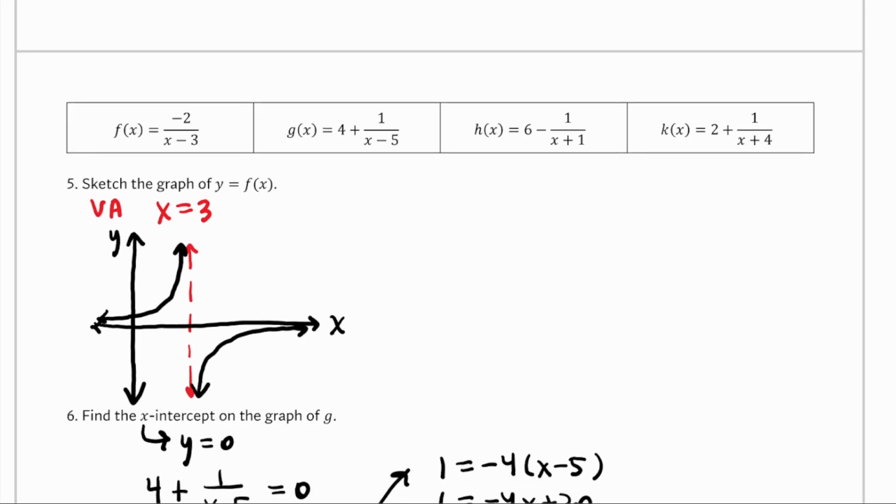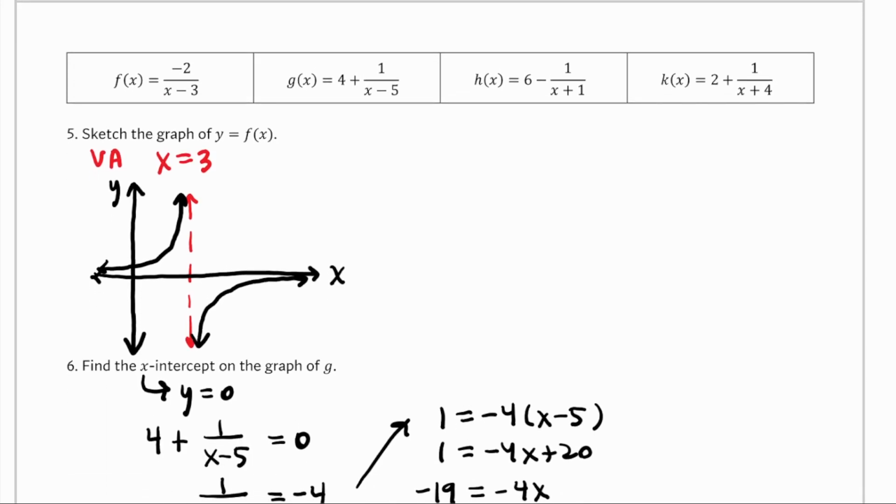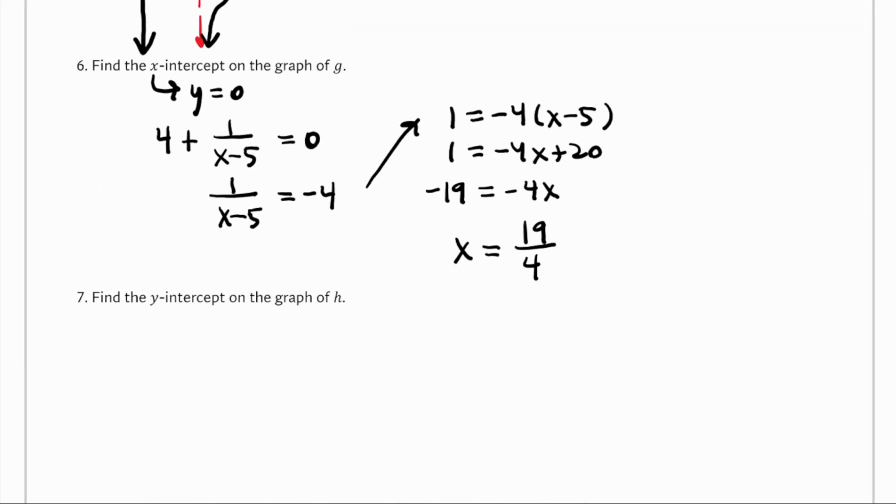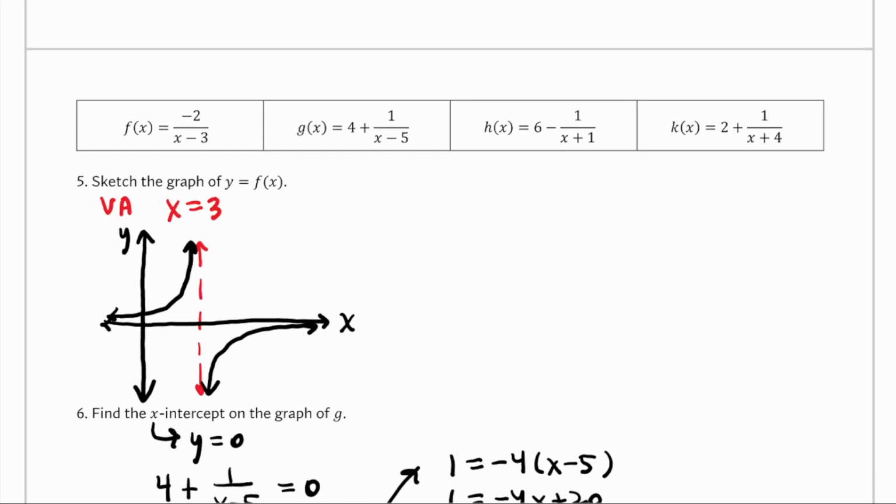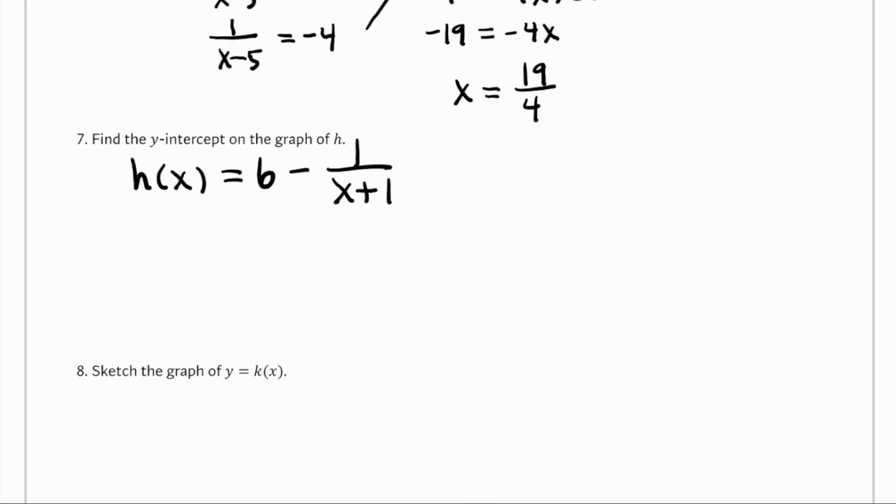Find the y-intercept on the graph of h, so 6 minus 1 over x plus 1. The y-intercept is where x equals 0, so I'm going to plug in x equals 0 into h, and I'll get 6 minus 1 over 0 plus 1. This is going to be 6 minus 1, which is 5.